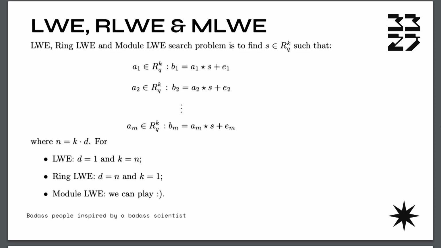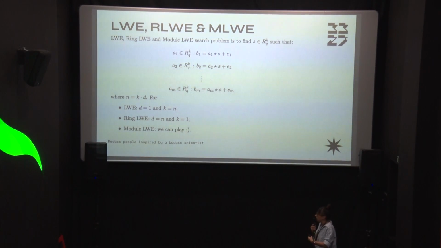And when we are using the module learning with errors technique, we will have, for example, columns, and in these columns we will have polynomials. So this will be a mix of that. Okay, so we will have a system and we will have polynomials.